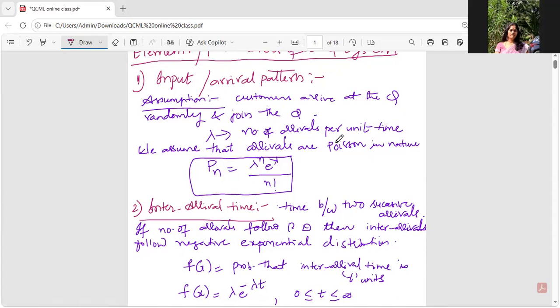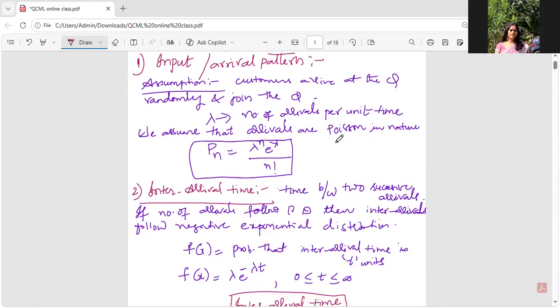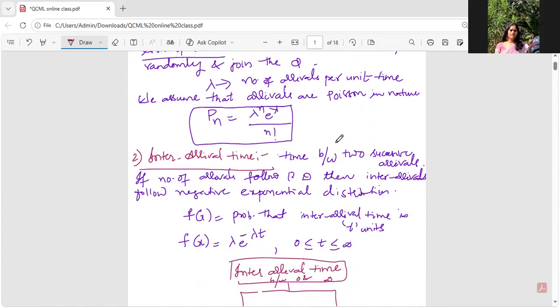Now, since it is Poisson in nature, the probability of n arrivals would be lambda power n into e power minus lambda by n factorial. Those who are aware of Poisson distribution would know how this formula has arisen from the binomial distribution. This is the formula for Poisson distribution.